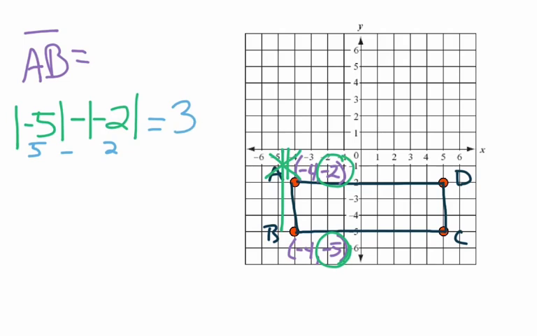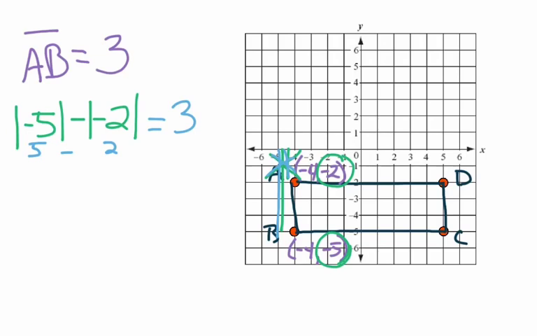One mistake that's easy to make is starting with the absolute value of -2 and subtracting the absolute value of -5, which is writing it backwards. That's why I like to draw these lines and really think: 5 is the longer distance and 2 is the part we don't want. So we know that the length of line AB is 3 units, and we got that by doing 5 minus 2.